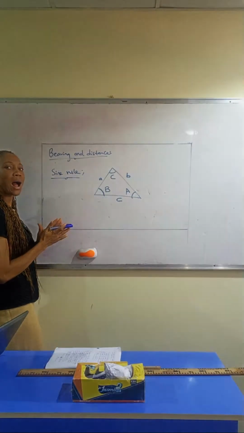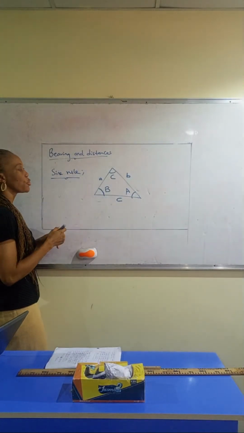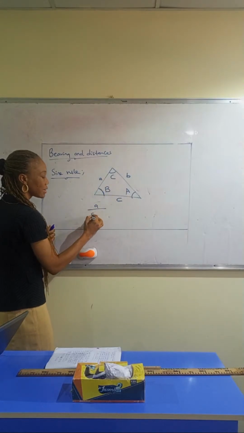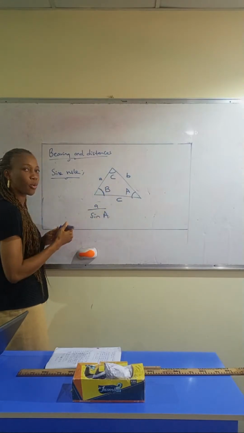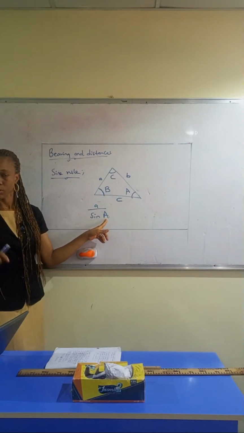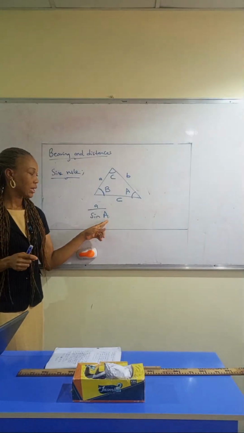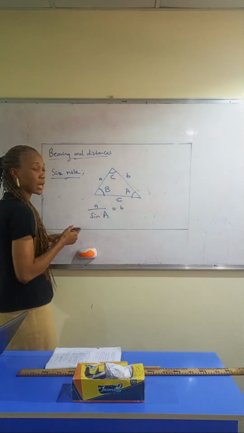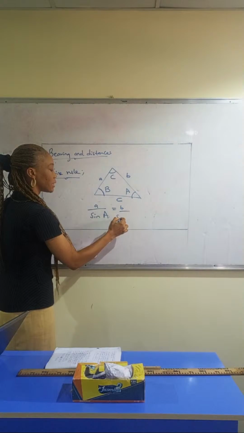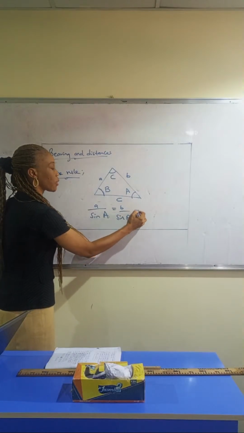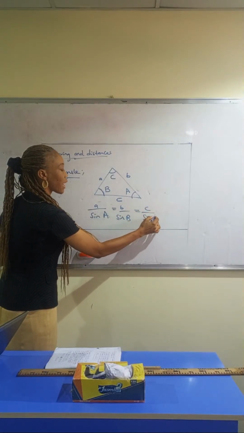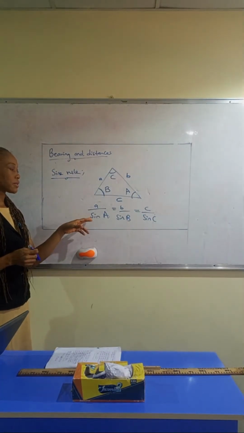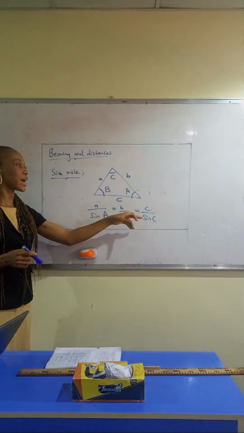And then when you are applying sine rule, you have to say side A over sine of the angle. It is the sine of the angle that you need to take. A over sine A is equal to B over sine B is equal to C over sine C. Sine of the angle, sine of the angle, sine of the angle.